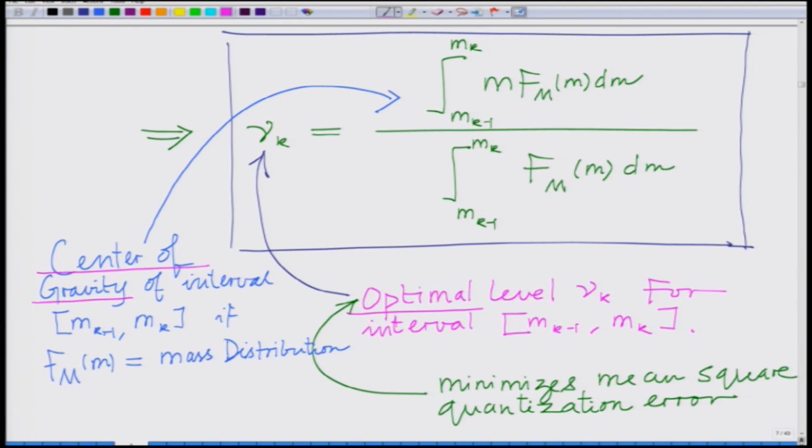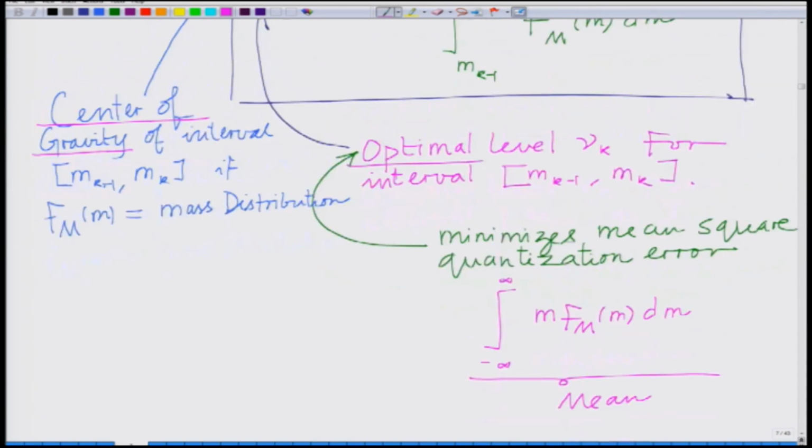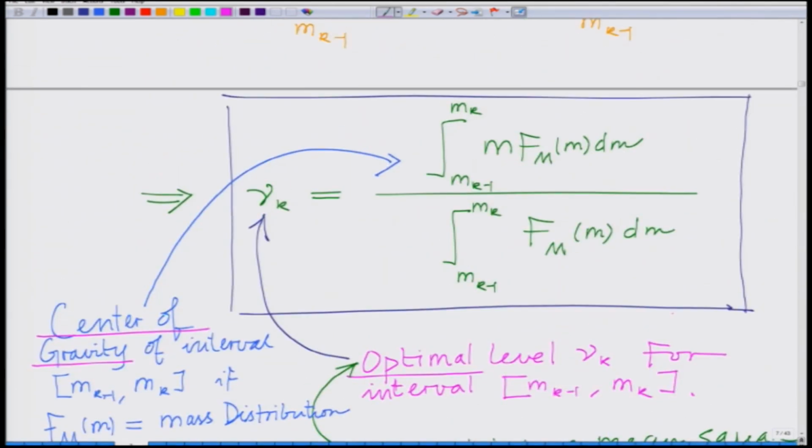Now, you can also show that this corresponds to the conditional mean. We know the mean of a probability density function is the integral from minus infinity to infinity of m f_M(m) dm; this is the mean. Now, this expression nu_k, the integral from m_{k-1} to m_k of m f_M(m) dm divided by the integral from m_{k-1} to m_k of f_M(m) dm, corresponds to the conditional mean of the signal sample, conditioned on the signal sample belonging to the interval m_{k-1} to m_k.